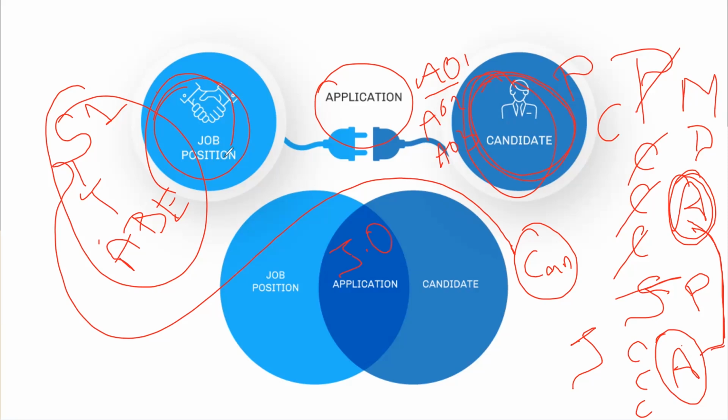Okay. A junction object is a detail object for both the masters. It is not a master. This is a detail for both the masters. Detail means this is a child to both of these parents. I hope this junction object concept is clear.